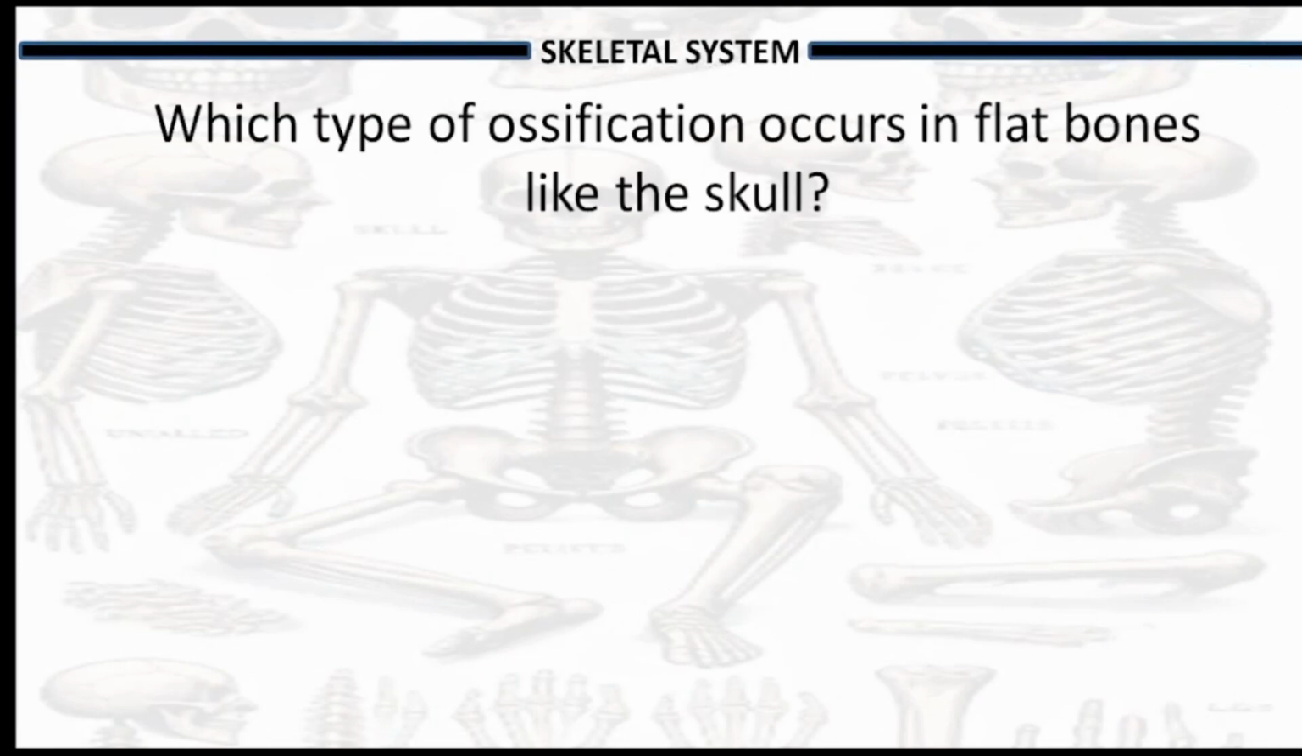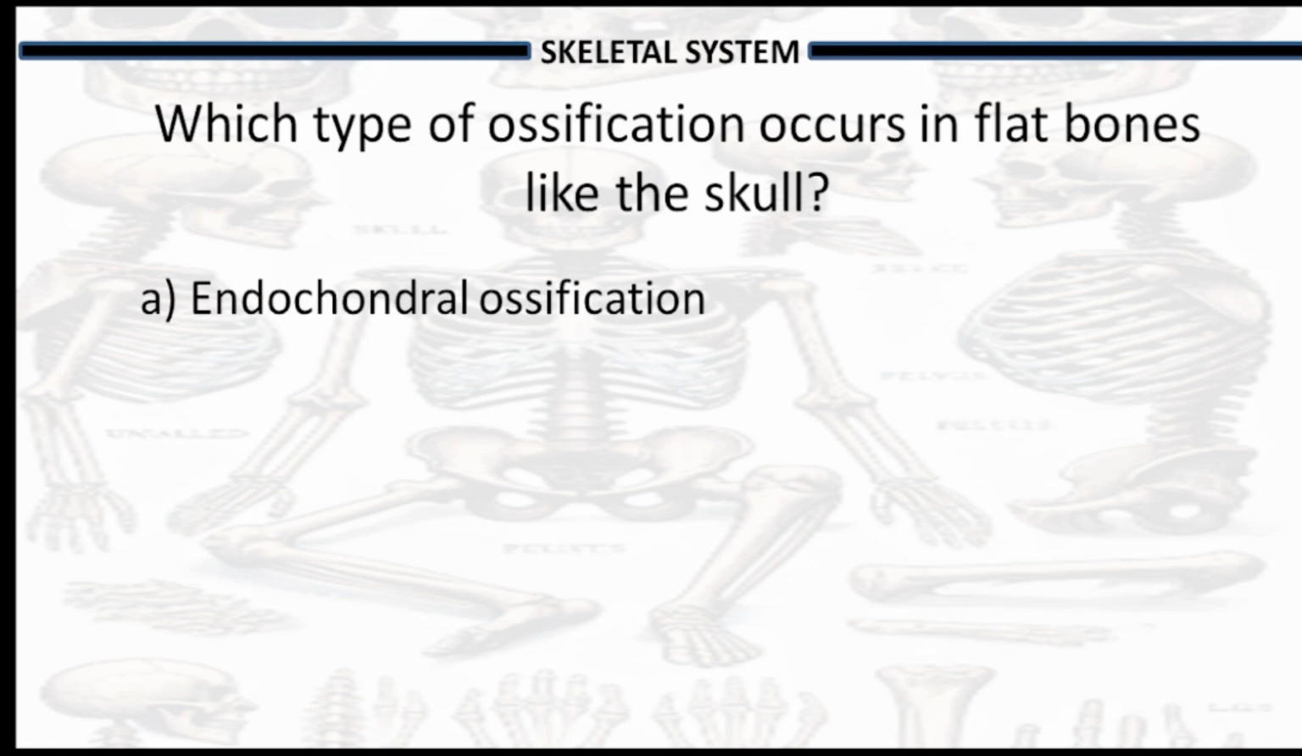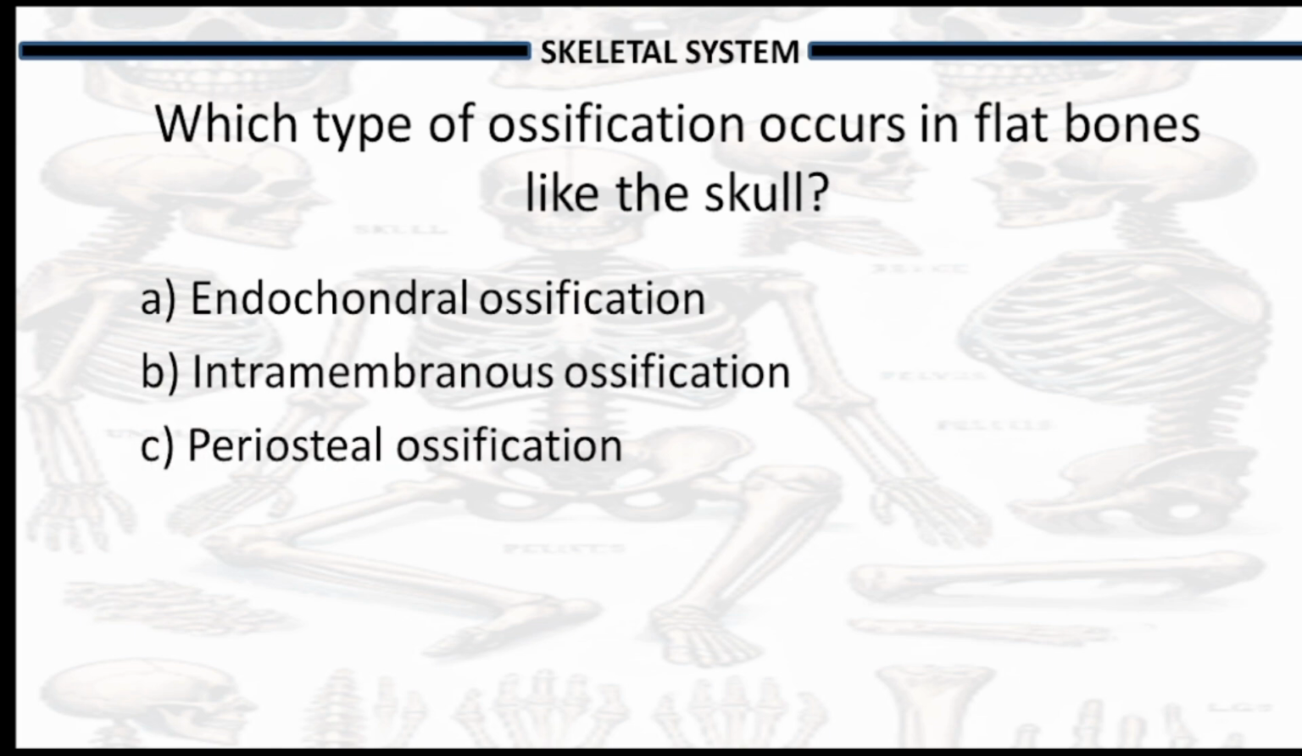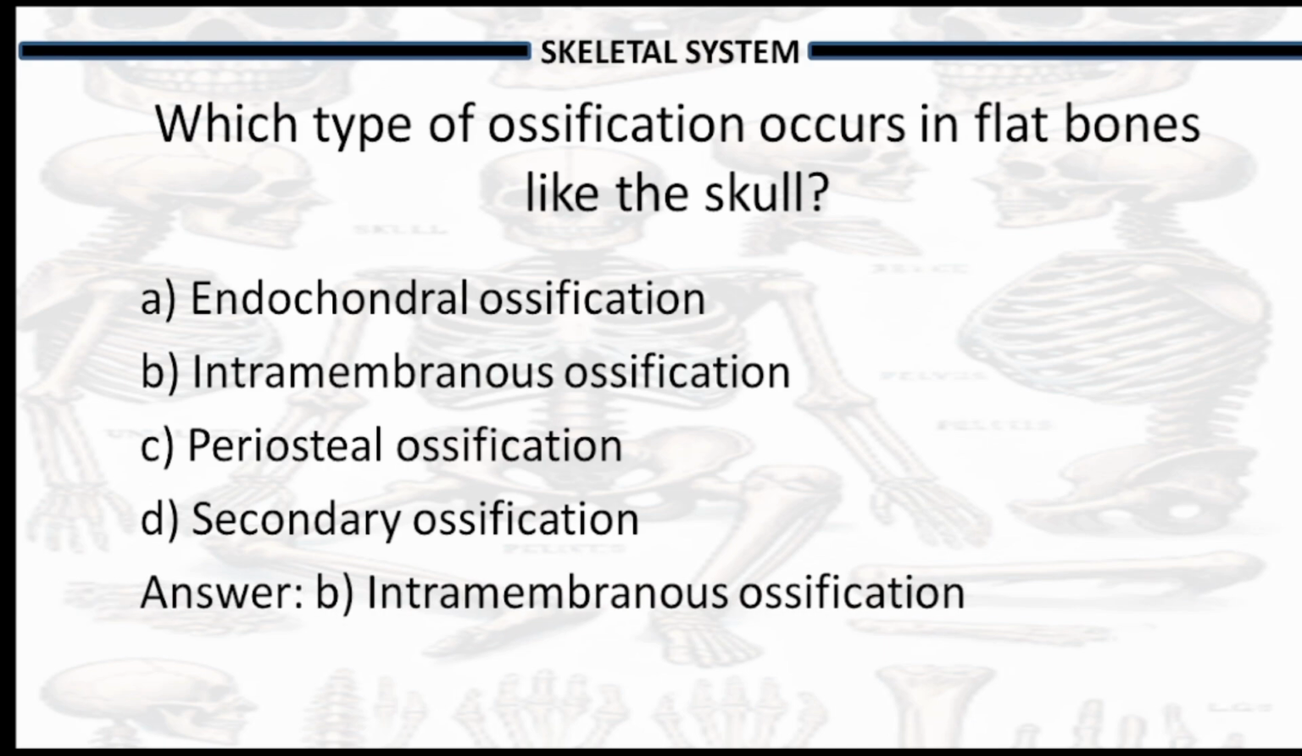Which type of ossification occurs in flat bones like the skull? The ossification that occurs in flat bones like the skull is known as intramembranous ossification.